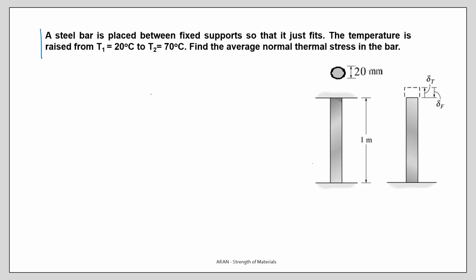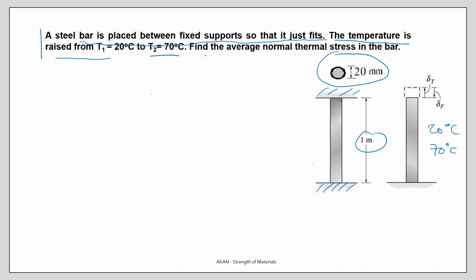Another question. A steel bar is placed between fixed supports so that it just fits. You see, supports upper and lower, length is 1 meter. That is the diameter of the steel bar. It just fits and no pre-stress. Then the temperature is raised from T1. At the beginning, the temperature was 20 degrees, and it is raised to 70 degrees centigrade. Find the average normal thermal stress in the bar.